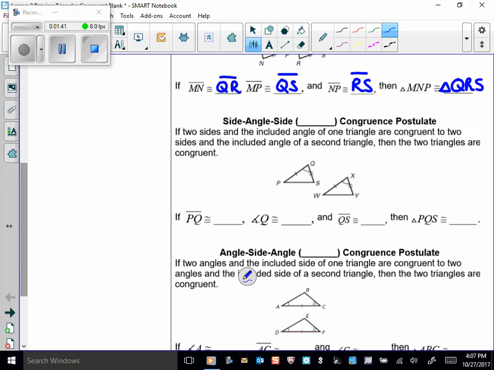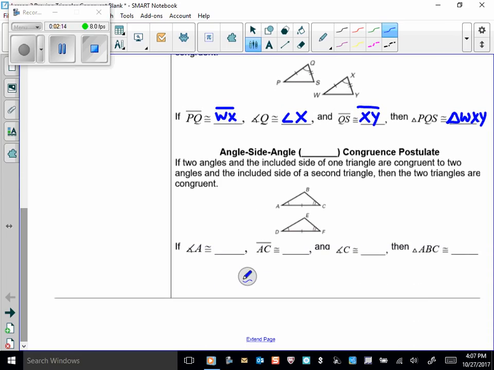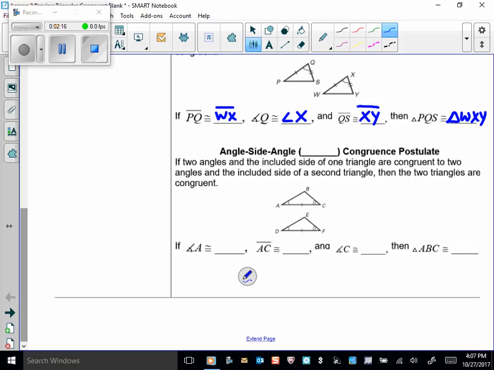So in this case, we have PQ being congruent to WX. We have angle Q being congruent to angle X, and then we have side QS being congruent to side XY. And since that's the case, then we know that triangle PQS is congruent to triangle WXY, and that is the side angle side congruence postulate, and we abbreviate it SAS. And again, you can put SAS as your reason in your proof. You don't have to put postulate beside it.